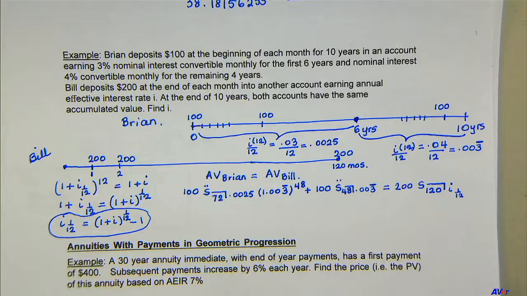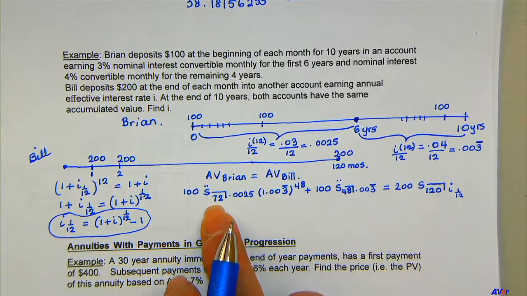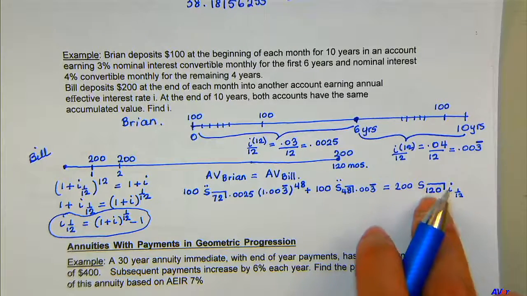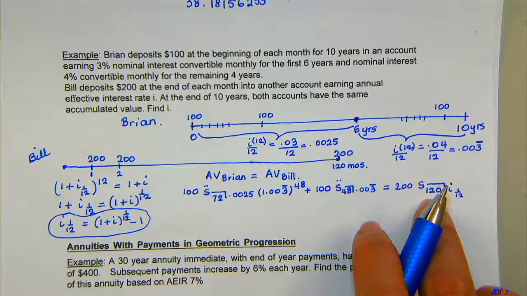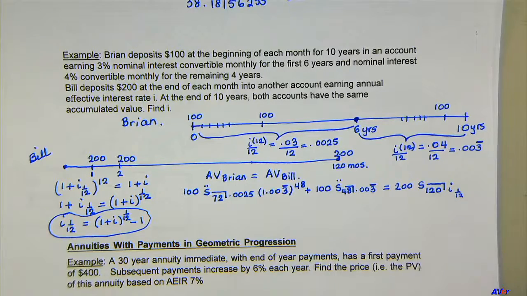And then you'd clean this up. I think from here you can finish up, because this one is just (1 plus i) to the n minus 1 over d, and so is this one, and this one, same thing, (1 plus i) to the n over i, right? And you would solve for i 1/12. You could just call it i for now. And it says find i.